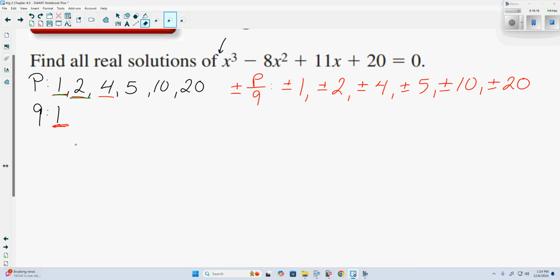And the reason this is helpful is it gives us an idea of what rational zeros we have. So if there's a rational zero, if there's a fractional number we can plug in, it's going to be in this list. 1, -1, 2, -2, 4, -4, 5, -5, 10, -10, and 20, -20. One of these is going to work. All right? Questions on this here?